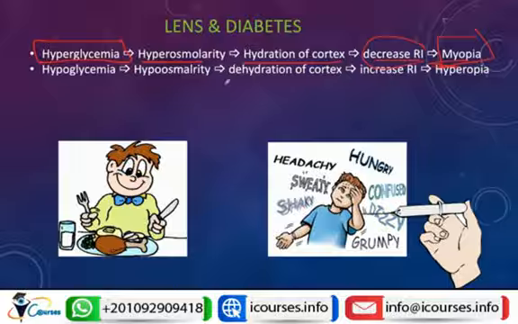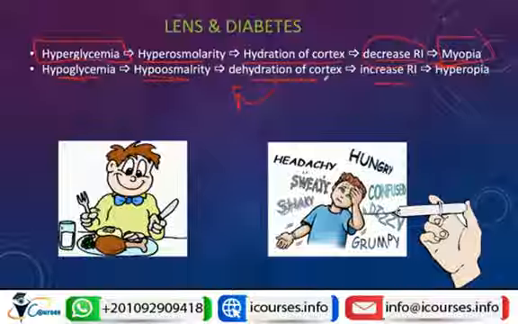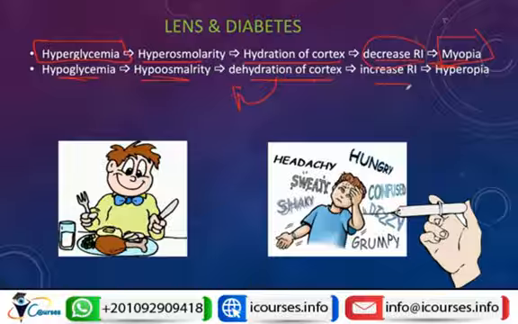The reverse occurs in case of hypoglycemia, like if the patient takes an excess insulin dose. If there is hypoglycemia, there will be hypoosmolarity, and this will cause dehydration of the cortex, since the hypoosmolar vitreous will draw fluid out of the cortex into the vitreous. This will increase the refractive index, as the cortex will be very stiff. Since the cortex acts as a minus lens, increasing the refractive index will lead to hyperopia. So hypoglycemia causes hyperopia, and hyperglycemia causes myopia.